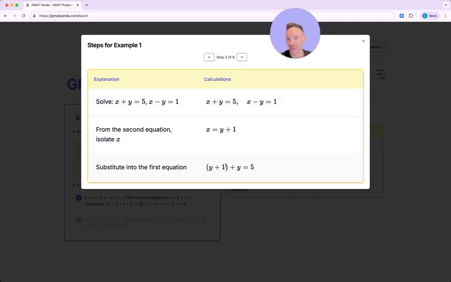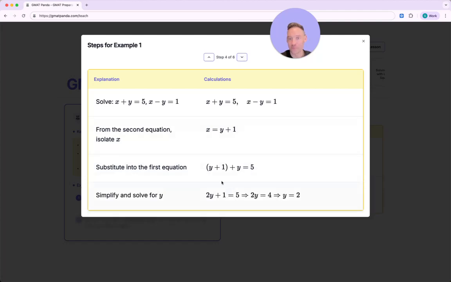And so we're getting y plus 1 plus y equals 5. And now we've just got one equation with just y's in it. And therefore we know that this is solvable. So from that, we can combine the y's together to get 2y plus 1 equals 5, and then finish off and work out that y equals 2. If you're not sure how I did that, then I would refer you back to the method and video on how to solve a linear equation.